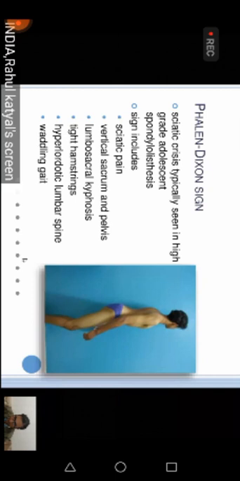Doctor, this iliopsoas means the abdominal muscles, isn't it? No, it is the hip muscle, the hip flexor muscle. Oh, hip flexor. Okay.